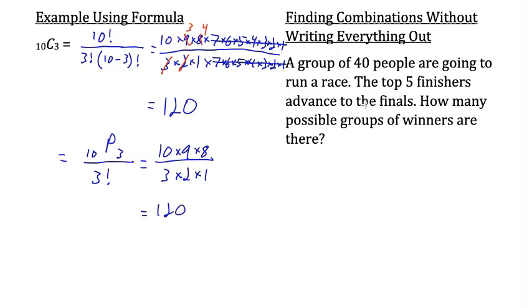All right, let's try that over here. So we have a group of 40 people who are going to run a race. The top 5 finishers advance to the finals. How many possible groups of winners are there? All right, so we're trying to calculate 40 choose 5, because in this case, order does not matter. So we're going to start with 40 and keep multiplying by the next smaller integer until we've picked 5 numbers, and then we'll divide by 5 factorial.